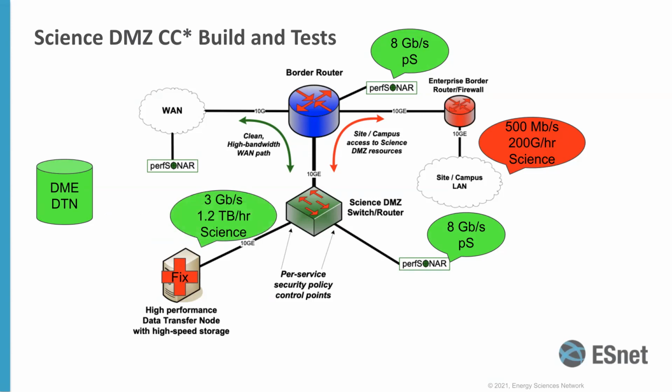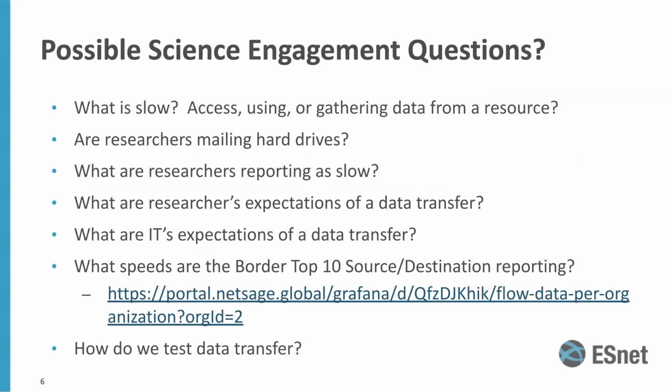So some of the other pieces that get into this, some of the other tools to try to troubleshoot this, in addition to the DTN tuning, are people still mailing hard drives? Are they reporting that it's slow? Do researchers know what their expectations should be? So through different engagement channels, some of those questions you can ask and understand there. Again, what is IT's or the research IT's expectations of data transfer? What should we be expecting with some of these tools and data architectures, data transfer nodes, things like that?